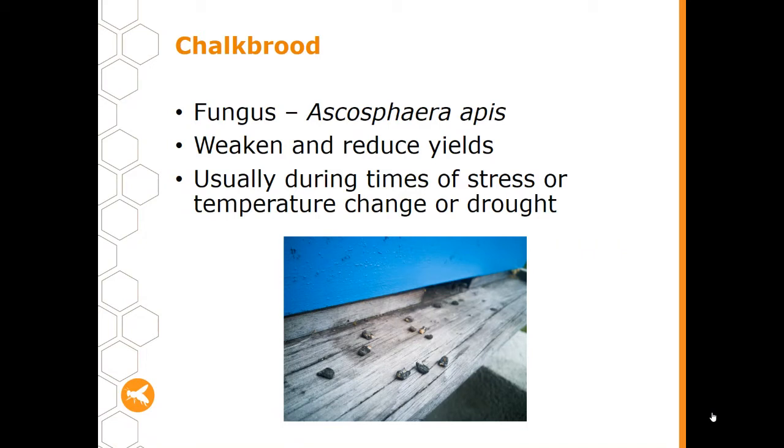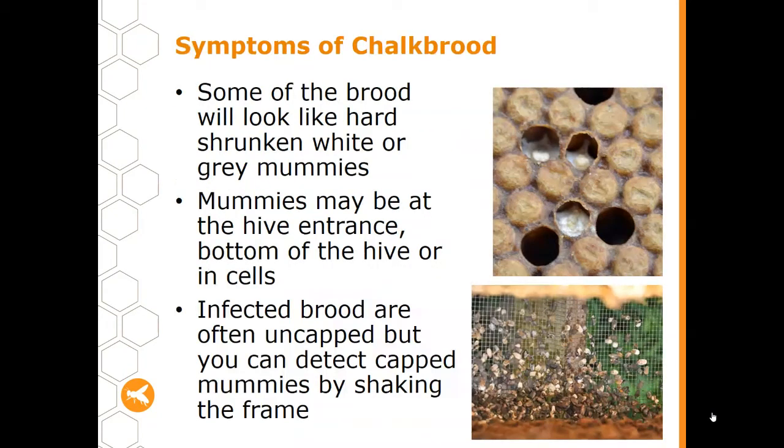The symptoms of chalkbrood are that either in the cells you'll see these white chalky looking mummies. They could be white, grey, or even right through to black. They could also be in other parts of the hive. So often they accumulate in the bottom box, so in the bottom of the brood box, or they can accumulate around the entrance of the hive as well, where they have been removed by the nurse bees. Now, the infected brood that have been capped already, sometimes you can detect these by taking the frame out and giving a little bit of a shake, and you'll hear a rattling noise, and those are those dead infected mummies inside the capped cells.